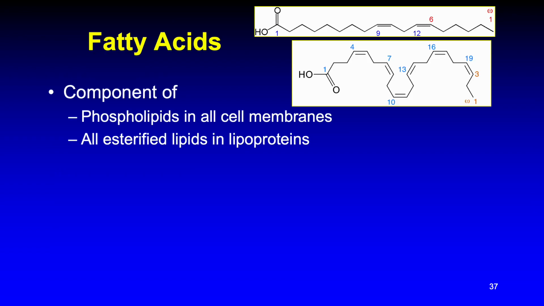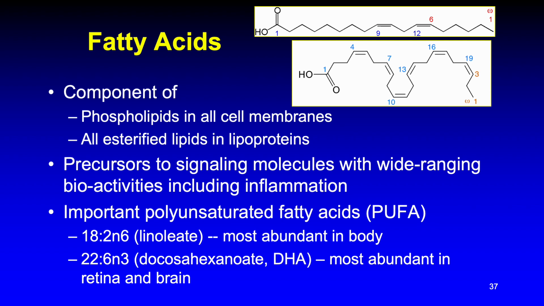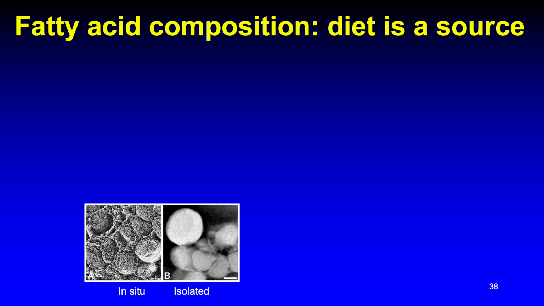For the compositional studies, let's look at these fatty acids, which are long hydrocarbon chains that attach to a terminal carboxyl group. Fatty acids are components of phospholipids in all cell membranes and all esterified lipids in lipoprotein particles. They're also precursors to signaling molecules with wide-ranging bioactivities, including inflammation. Important polyunsaturated fatty acids in the next few slides are 18:2n6, or linoleate, which is the most abundant in the body, including plasma, and 22:6n3, docosahexaenoate, or DHA, the most abundant in retina. We can thus probe fatty acids for clues as to their origin.